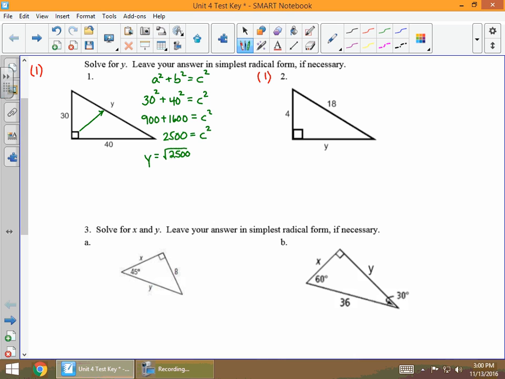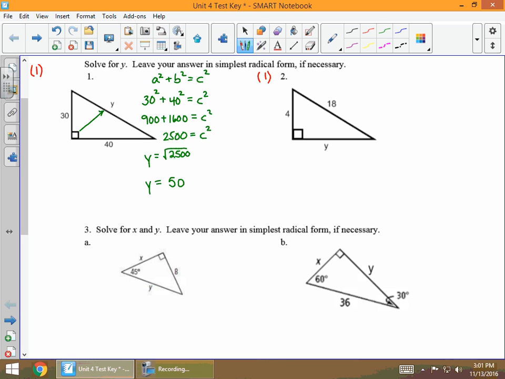If I type that into my calculator, you will see that the square root of 2500 is 50. I did not really need to go through the process of trying to simplify that radical because it comes out to be a really nice answer. You did get half a point if I saw that you had y squared or c squared equal to 2500. I did give you a half a point there.